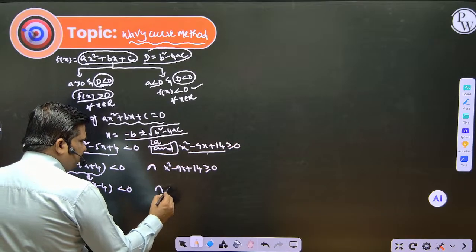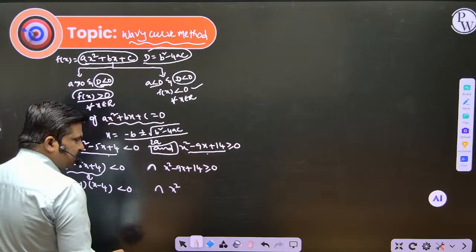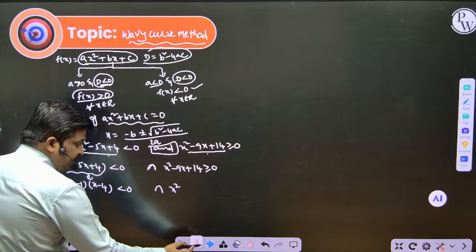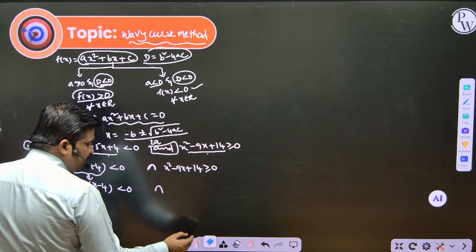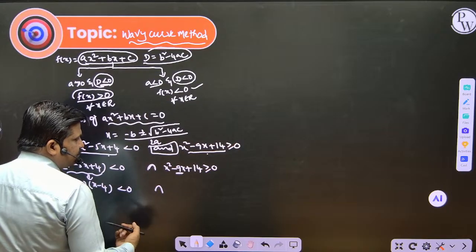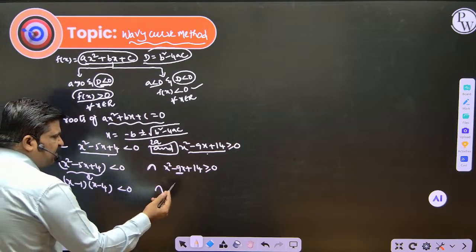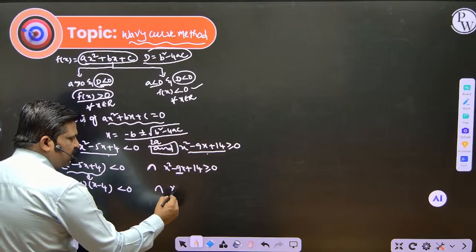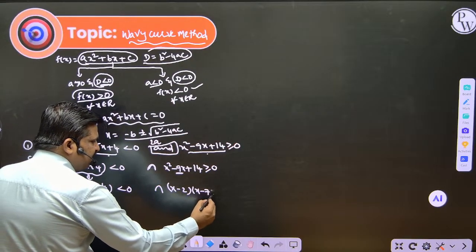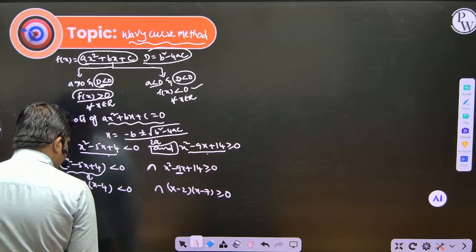And here also split it. Sum is 9. Product is 14. So then what is the possibility? x minus 2 into x minus 7 greater than or equal to 0.